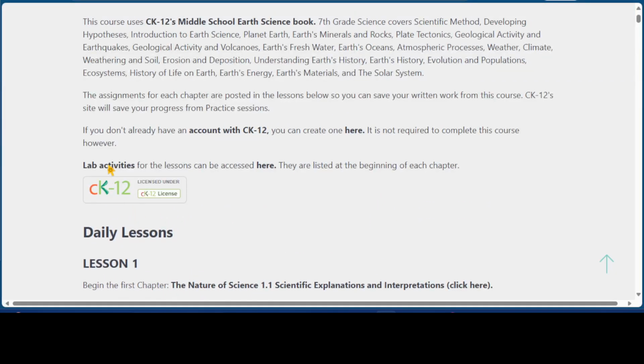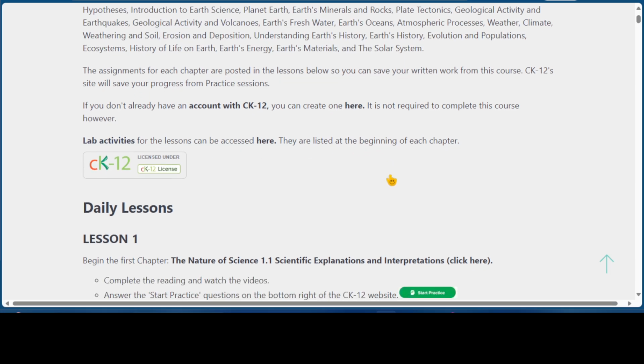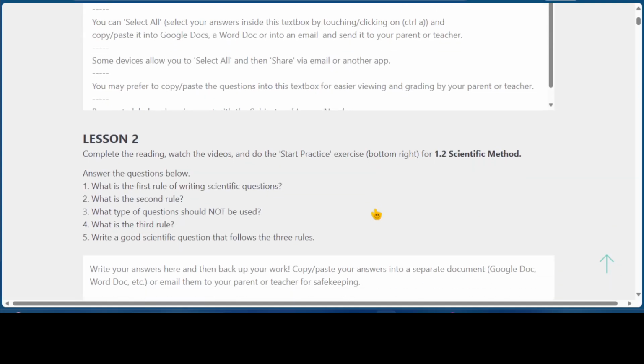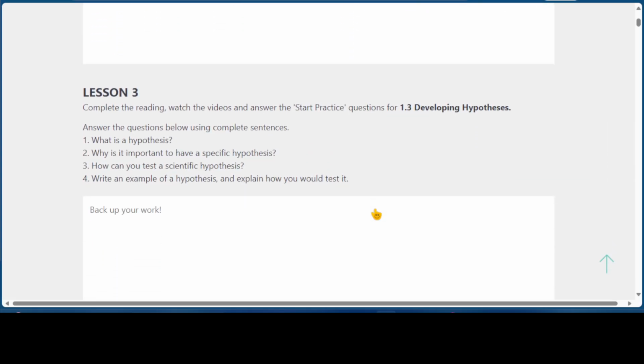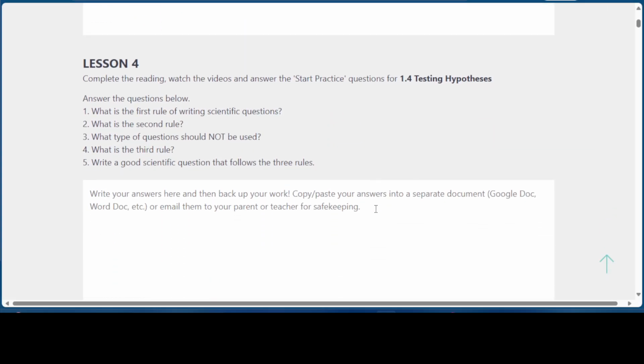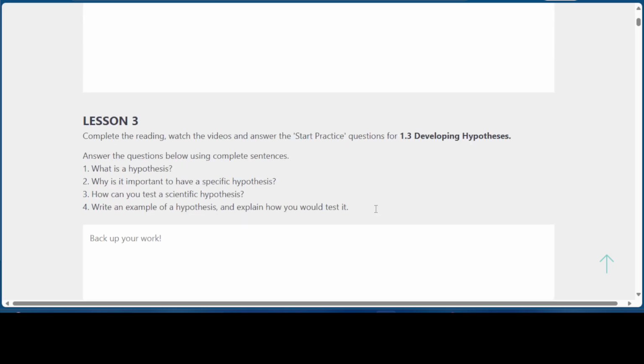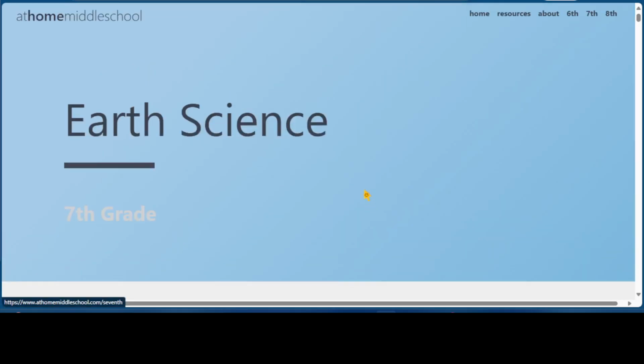So once again, there are lab activities available for 7th grade as well. Those will lead over to the CK12 website where they can access those lab activities. So lots of information is available here. Remember, there are 180 lessons for a full school year of science, and 7th grade is earth science.